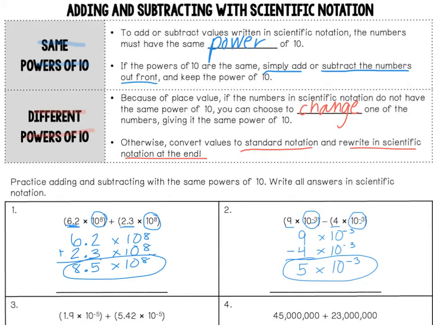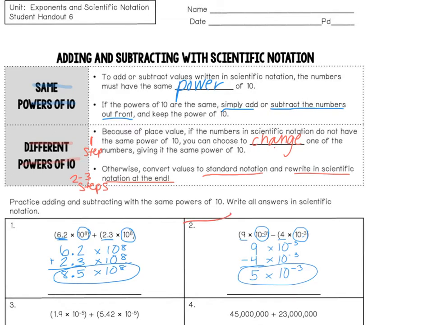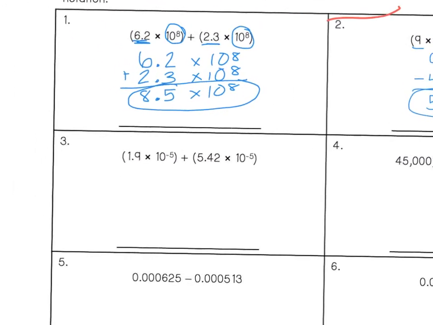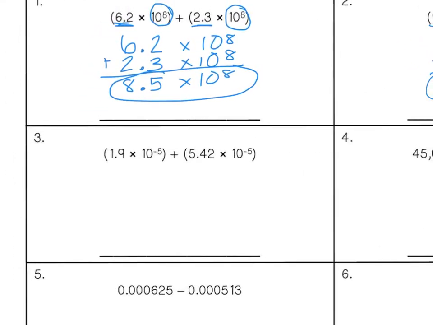That, to me, sounds like a lot of extra steps. You can change one thing up here, so this would be one step. And then this would be almost 2 or 3 steps because you're changing both numbers. So to me, it would just make sense to change one. All right. We're going to do another example where they're the same, and then we're also going to do an example where we have to convert.